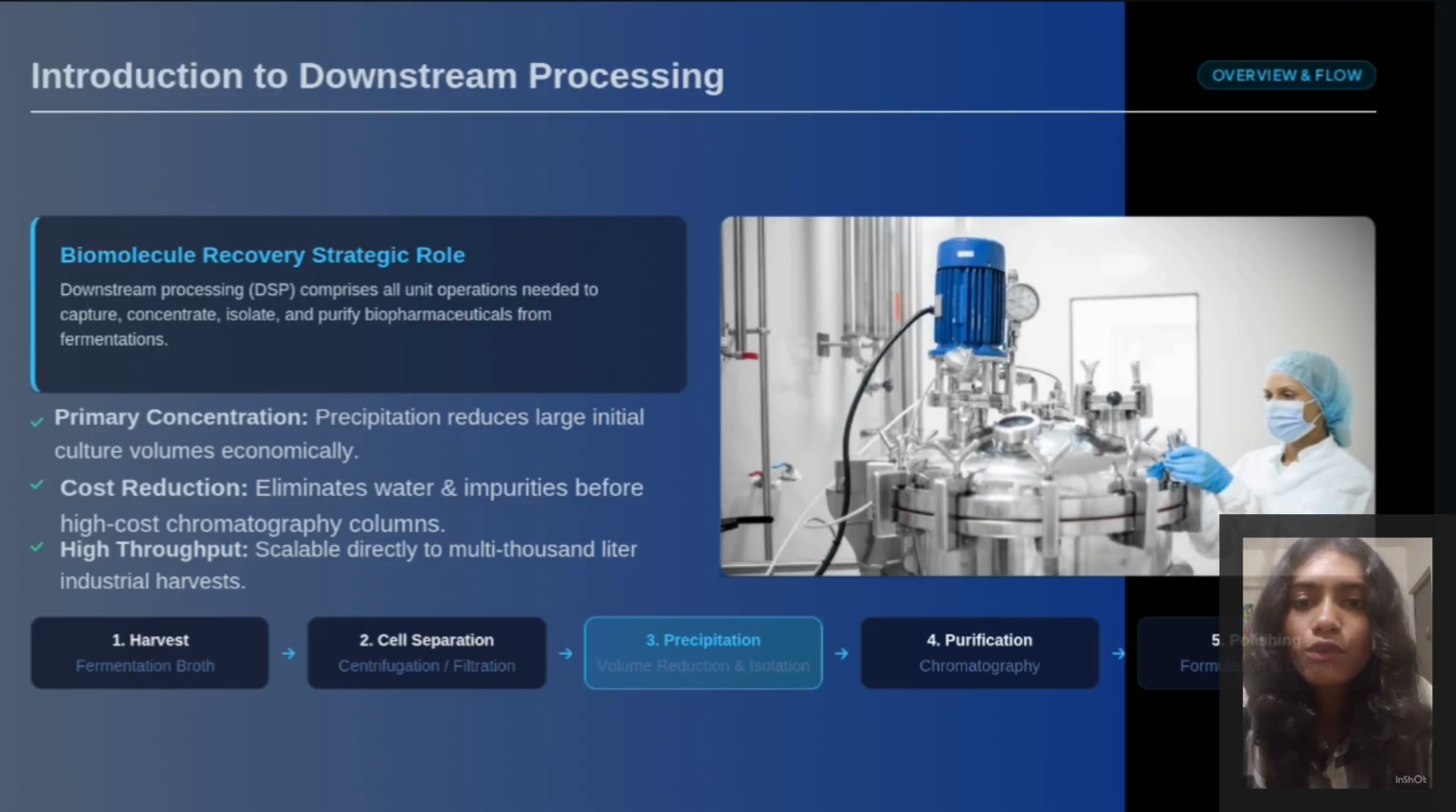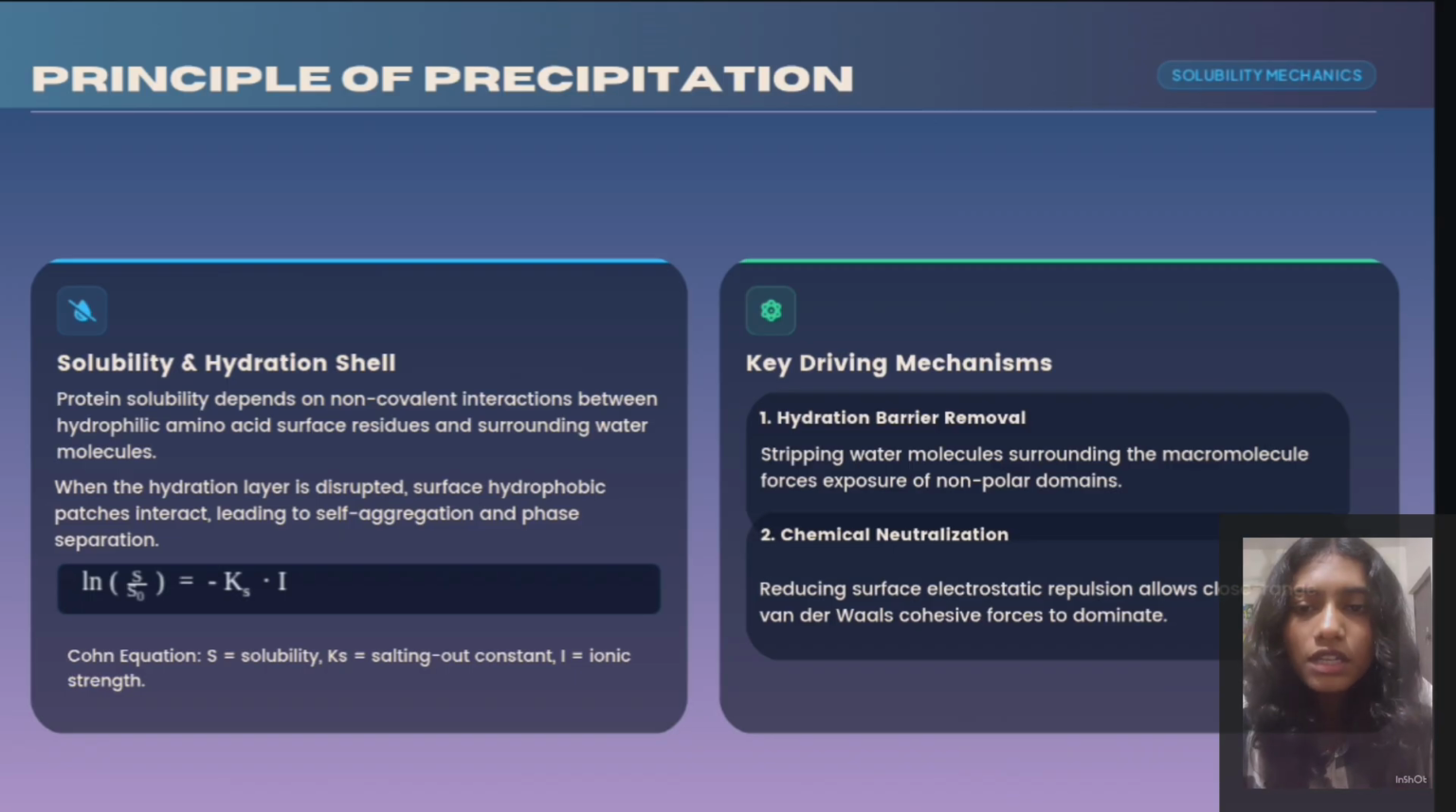It would drag your columns and destroy your budget. Precipitation acts as an economical primary concentration step. It strips away huge amount of water and bulk impurities early on, making it incredibly scalable for multi-thousand liter industrial harvest.